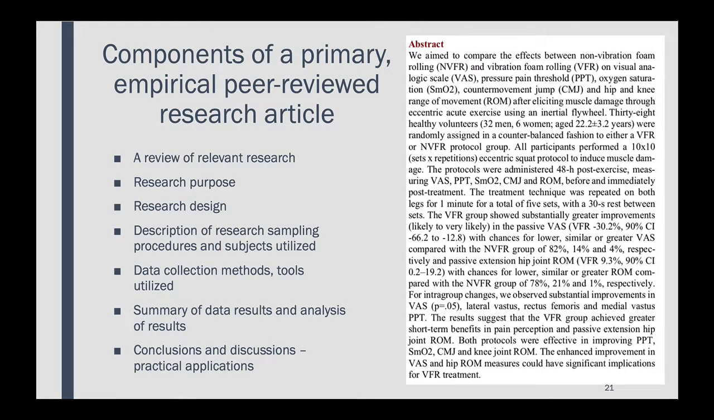In this class, we're going to read a lot of different research articles. Some of them I'll be providing for you. Some you're going to find on your own for various assignments and for your final project, which is a literature review. So let's talk a little bit more about what is found in a primary, empirical, peer-reviewed research article so you can better understand how to approach reading them and evaluating these articles.